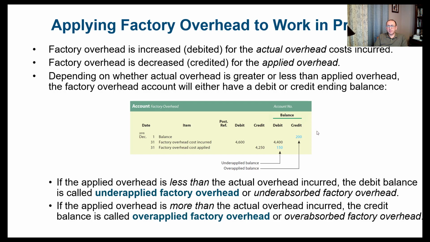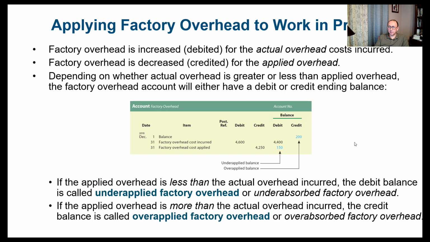So how do we apply the factory overhead to work in process? Factory overhead is increased, or in other words debited, for the actual overhead cost incurred. So this is at the very end, we're going to apply the actual value. The factory overhead is decreased or credited for the applied overhead. Depending on whether actual overhead is greater or less than applied overhead, the factory overhead account will either have a debit or credit ending balance.